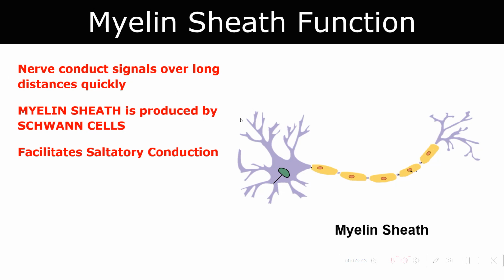Remember that the nerves are conducting signals over really long distances very quickly, and these are electric signals. Without some kind of intervention, that electric signal would decrease over a long distance. It would take much longer for that to happen. So what is happening is these Schwann cells are producing this myelin sheath, which is surrounding the actual axon of the neuron cell. And this myelin sheath is going to facilitate that saltatory conduction.